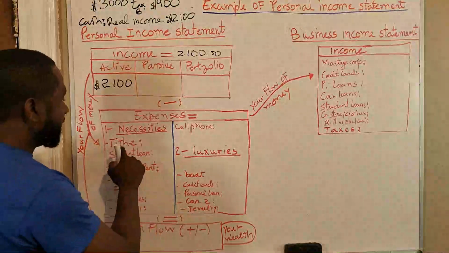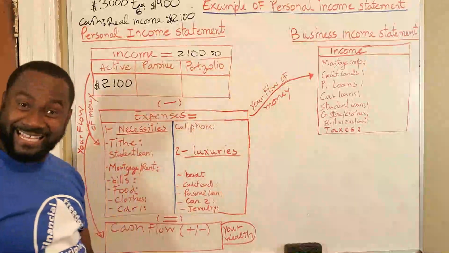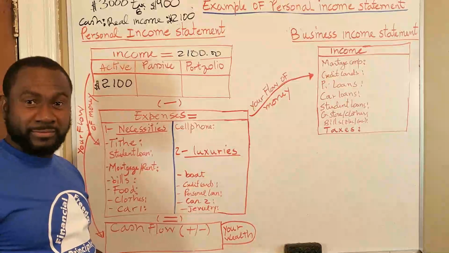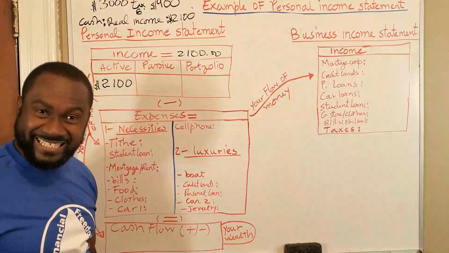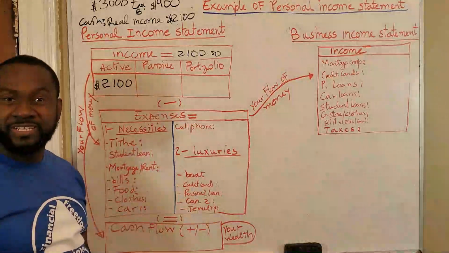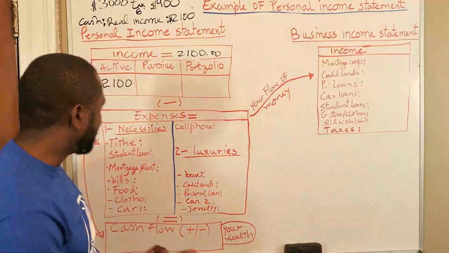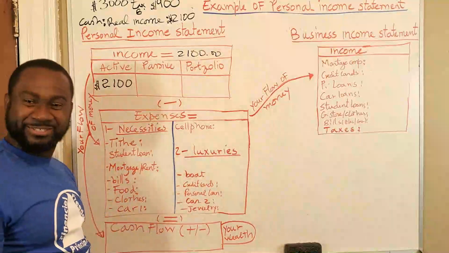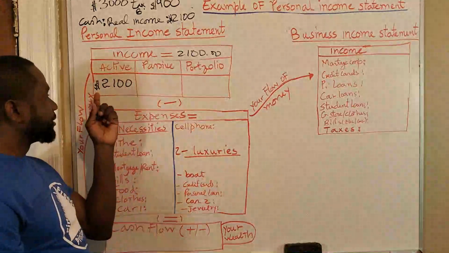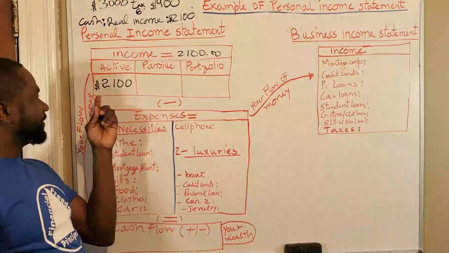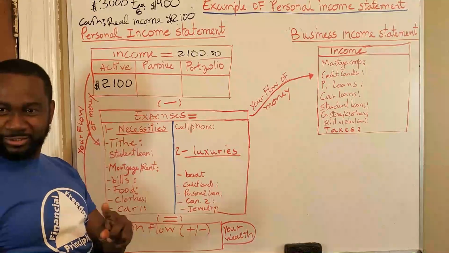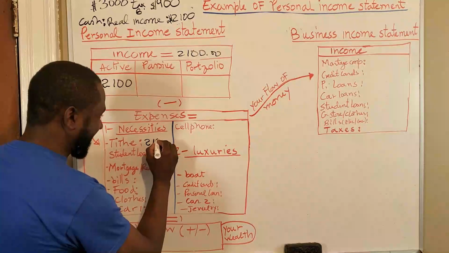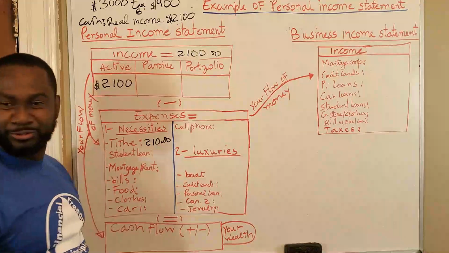Okay? If you go to church, most likely you pay some tithe. If you don't, that means you don't pay anything. But if you do, let's say you do, you pay 10% of your income to the Lord. So what's 10% of $2,100? It's $210 goes to the Lord.